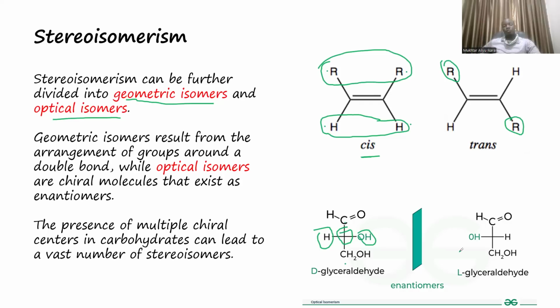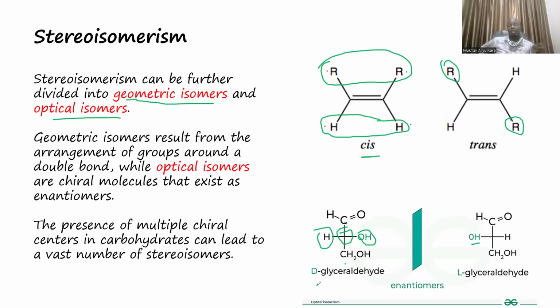And in the case of this one, they are the same. So what actually makes this one and this one differ from one another? Look at the orientation of the OH group. The OH group here is at the right and the OH group here is at the left. The one at the left is called L-glyceraldehyde, and the one that has the OH group on the right side is called D-glyceraldehyde. That is why in stereoisomerism, or optical isomerism, we have D isomers and L isomers.